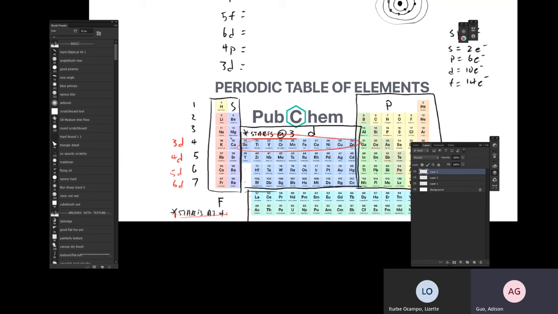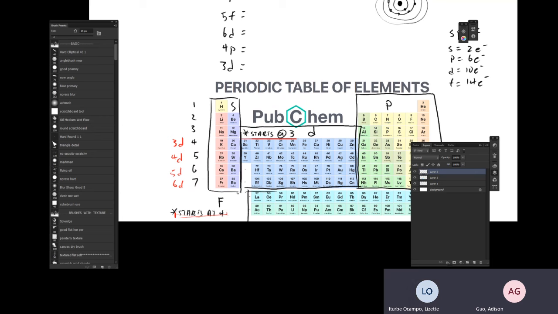So this is 3D, because this is the D section. So instead of this being 4D, it's actually 3D, and then this is 4D, 5D, and then 6D. Okay, now that makes sense.